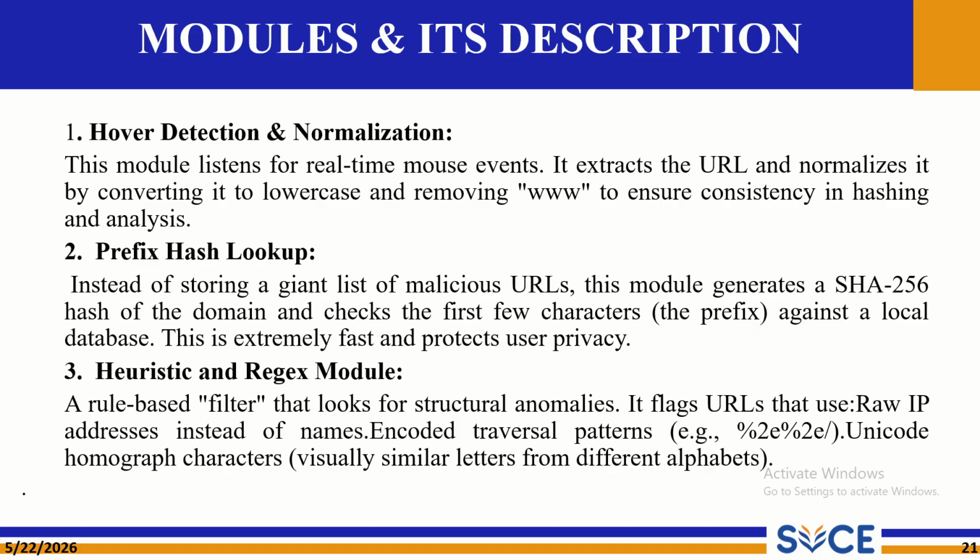Module 2, prefix hash lookup. Instead of storing complete malicious URLs, the system generates the SHA-256 hash of the domain. Then only the first few characters, called the prefix, are checked against the local database of phishing hashes. Module 3, heuristic and regex module. This module uses rule-based analysis to identify suspicious URL structures.